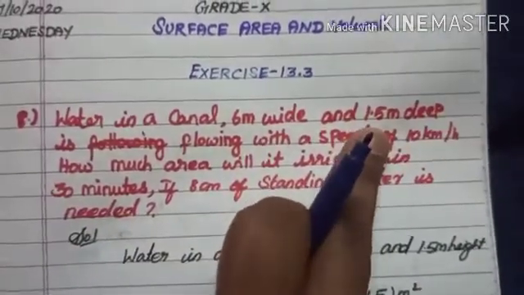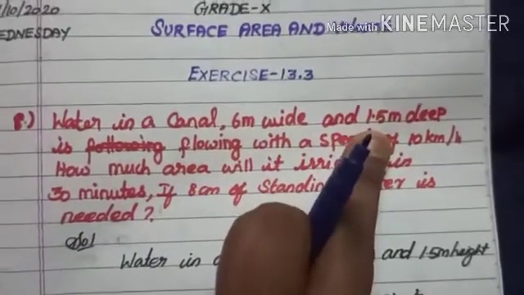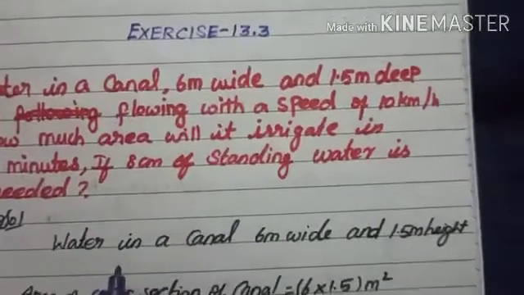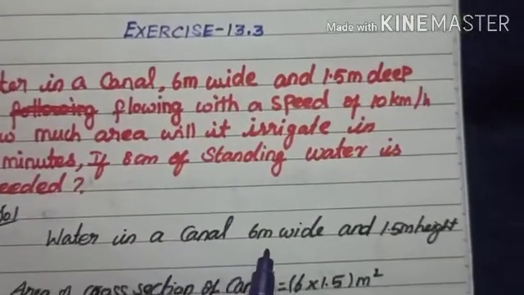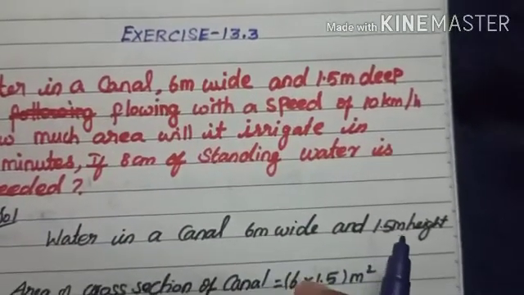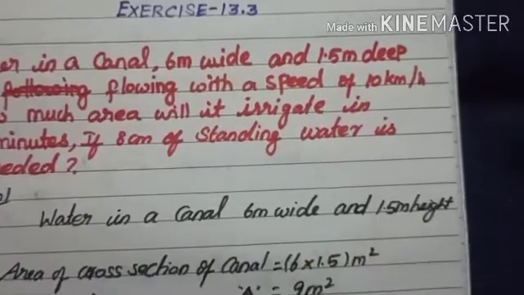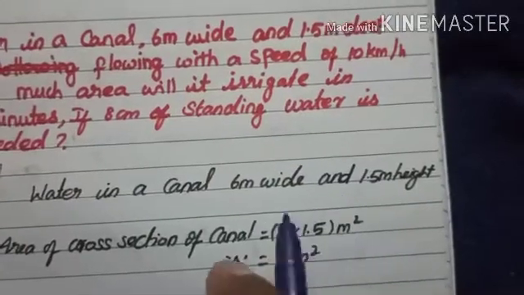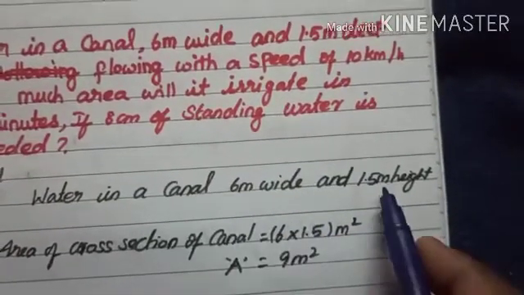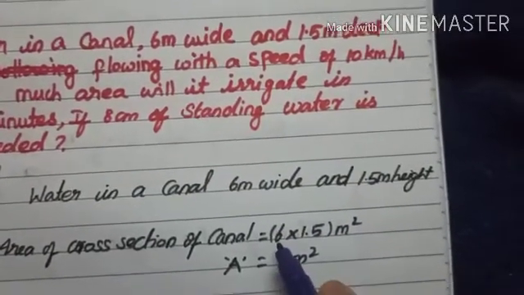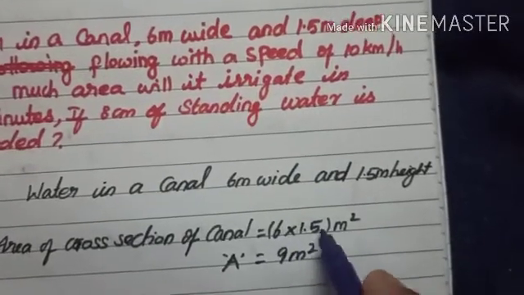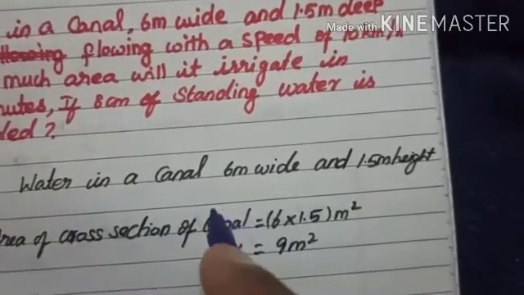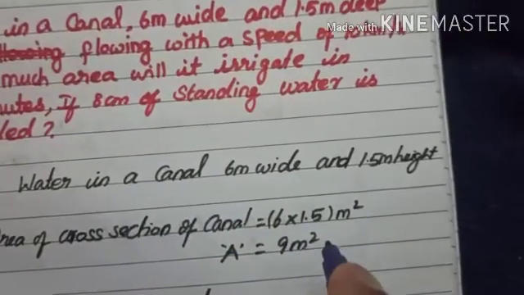That canal seems to be a cuboid. So what do we have to do in the solution? First we take water in a canal 6 meter wide and 1.5 meter height. What is the area of the cross section? You just have to multiply the breadth and height. So 6 into 1.5 meter square equals 9. So the area of the cross section, the area covered by the water, is 9 meters square.